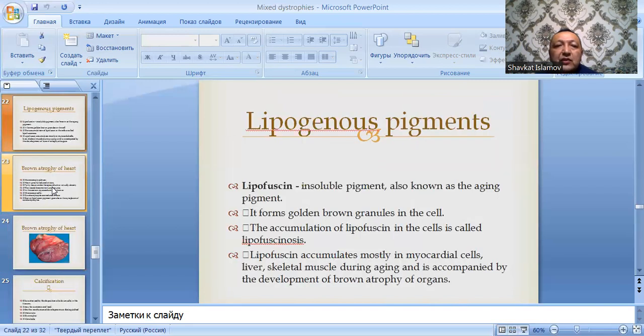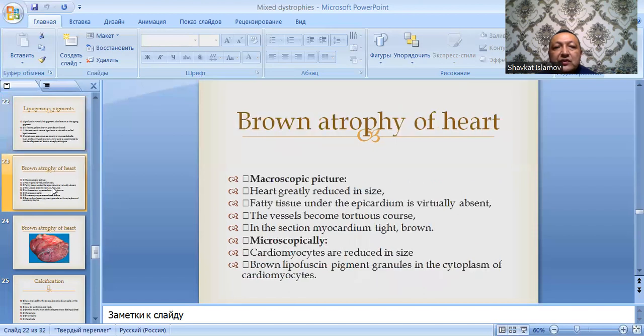Lipogenous pigment. Lipofuscin is an insoluble pigment, also known as the aging pigment. It forms golden-brown granules in the cell. The accumulation of lipofuscin in the cells is called lipofuscinosis.